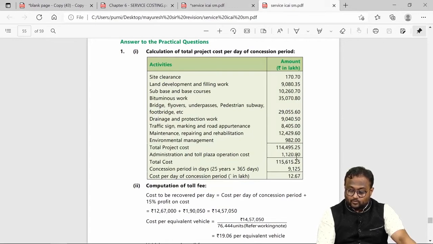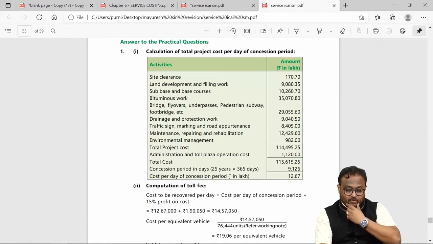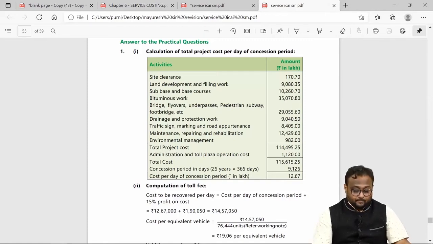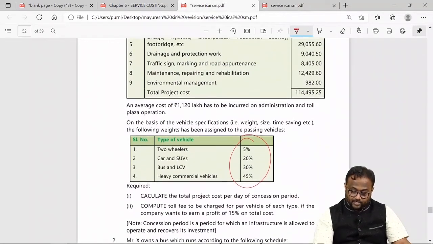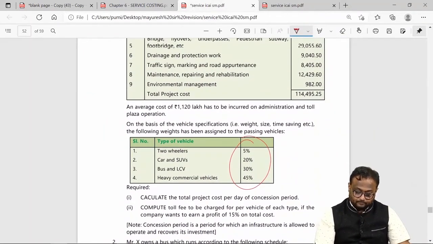So the cost which is given to us, now each year consists of 365 days, and 25 years is the time given. So 9125 days will be used as a concession period. 12.67 lakhs, of course, is your cost per day. The question says they want 15% profit.